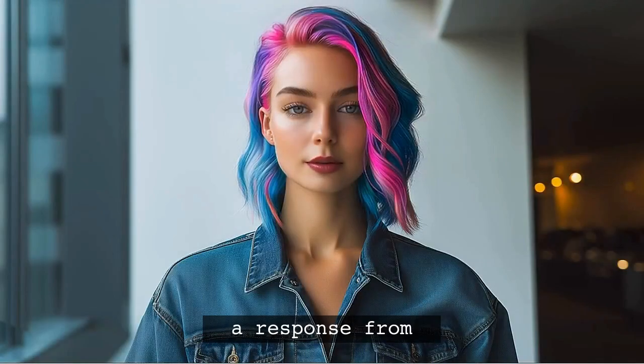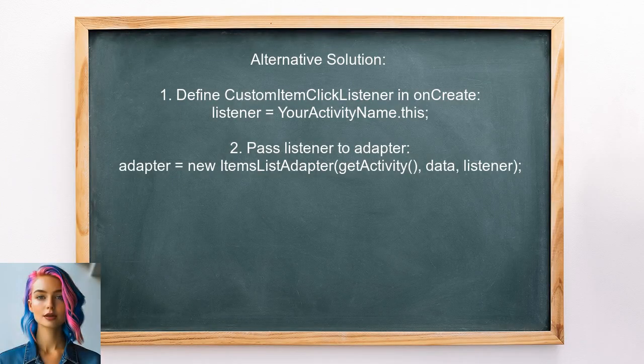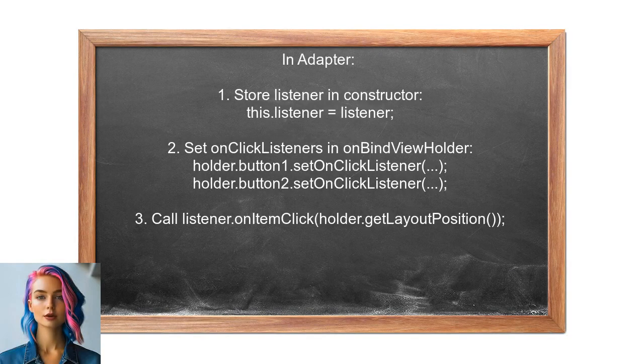Now let's see a response from a different user. An alternative solution suggests setting up a custom item click listener in your activity. First, define the listener in the onCreate method. Then, pass this listener to your adapter. In the adapter, store the listener in the constructor. Then, in the onBindViewHolder method, set onClick listeners for each button. When a button is clicked, call the listener's onItemClick method to get the position.